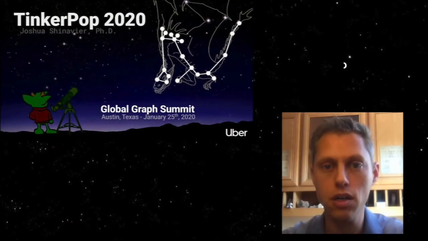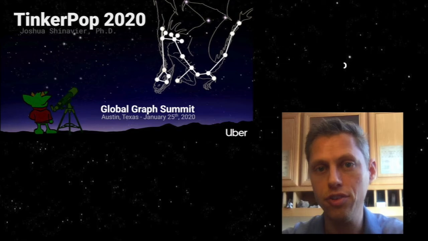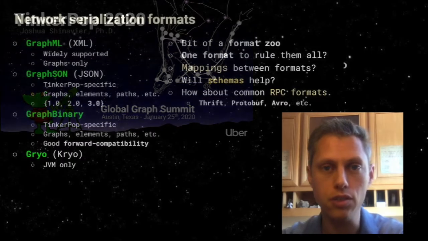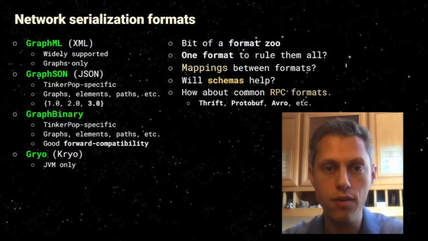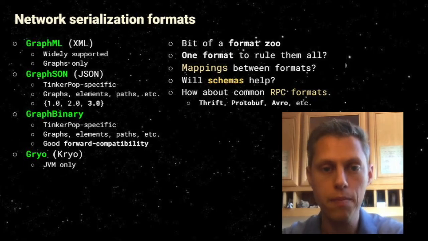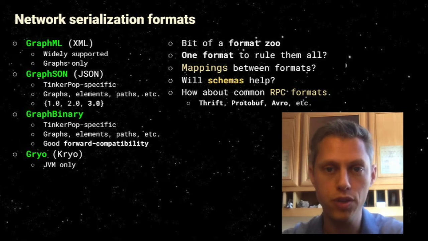So last year at the Global Graph Summit, I gave a talk on some of the open problems in Apache Tinkerpop and how we are thinking of approaching those problems. One set of problems has to do with serialization formats, or with transporting graphs, storing and retrieving graphs in an application-neutral way. And there are a few formats that we use for this.